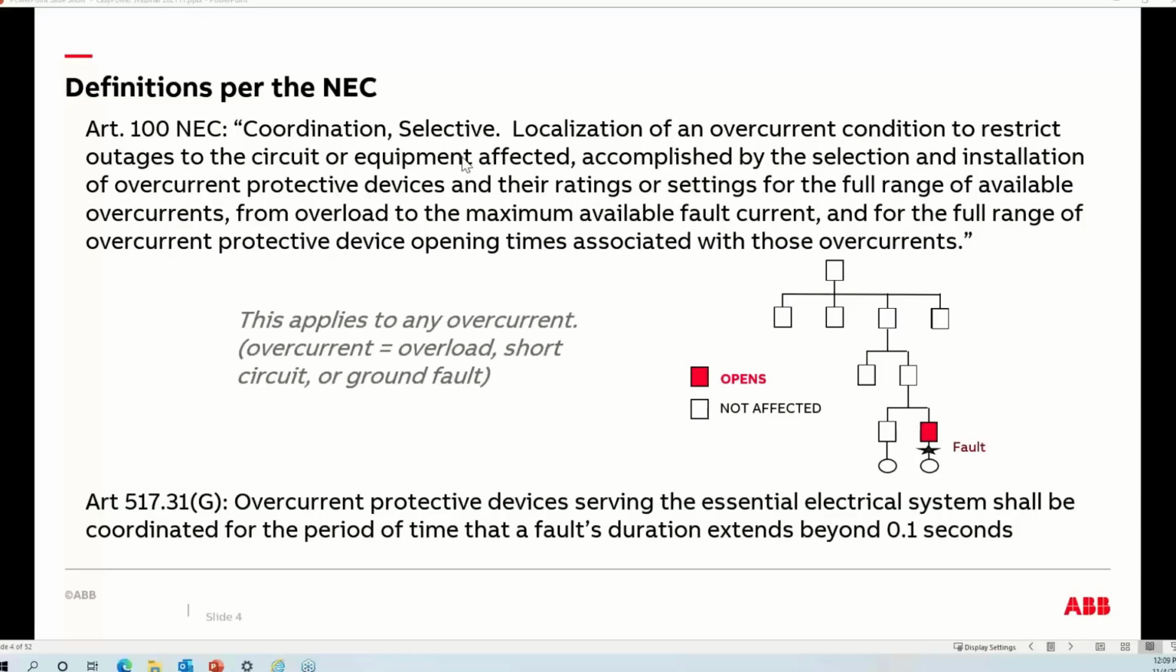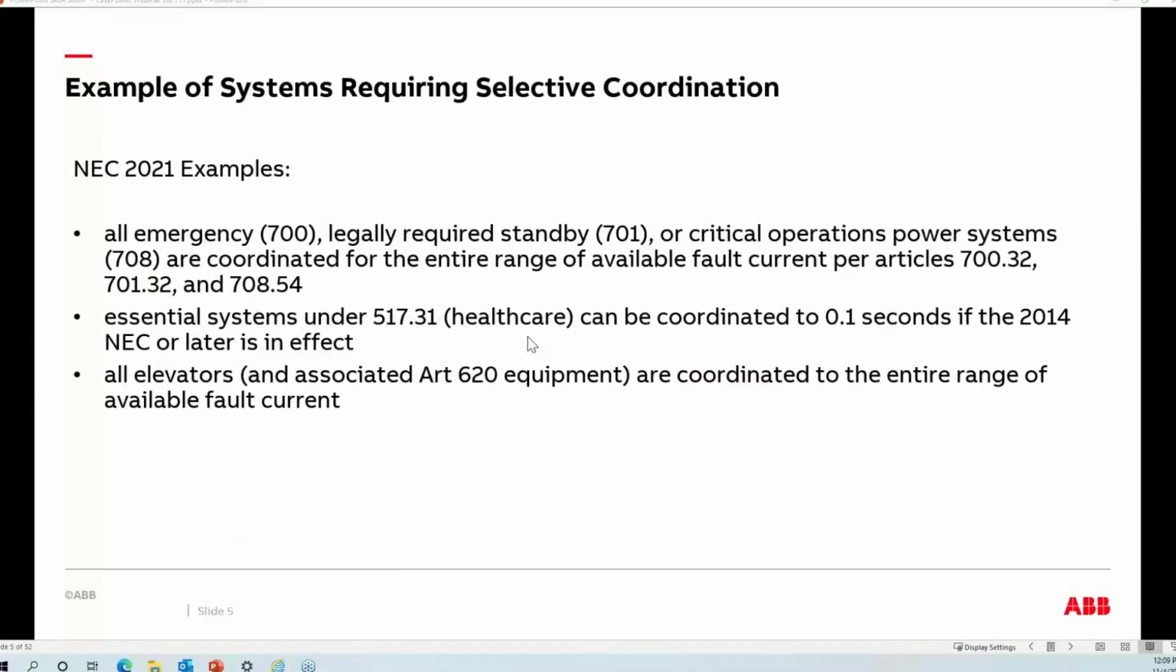So I'm going to use 0.01 second coordination and the term selective coordination interchangeably to mean coordination throughout the complete range of available fault current for any type of fault. And examples of systems requiring selective coordination, more specifically, right, Article 700, 701, legally required standby, 708, critical operations power systems, and those associated articles for those sections.